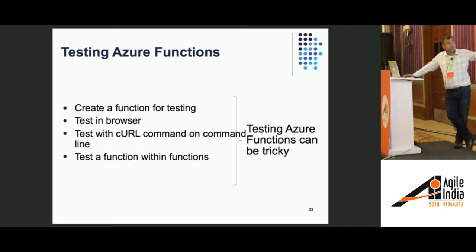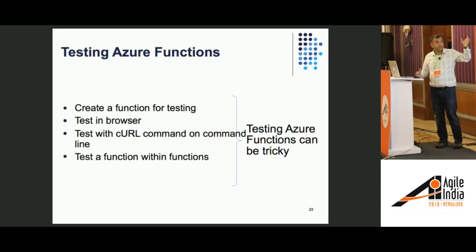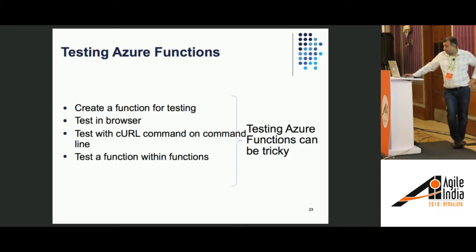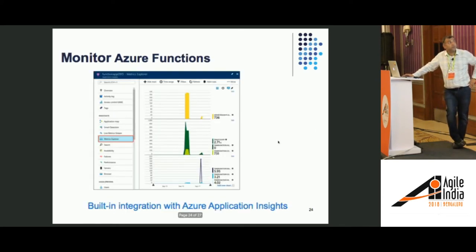Testing a function can be hard because you don't really have the visibility. It's asynchronous. So you can test functions using command line curls, test functions within functions, write wrapper functions to test a function, or test in the browser. You have different mechanisms of testing these functions. You can run them locally. But yeah, testing functions can be tricky.